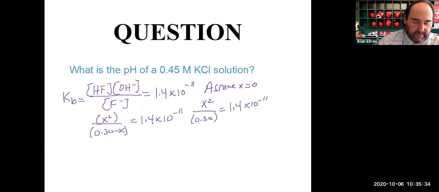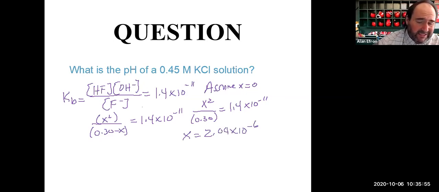We take 0.3 times that and do a little square root action. That is not the square root button. Try the right button there. There we go. No, still wrong. Square root. There you go. We should end up with something like an x value of 2.04 times 10 to the minus 6.